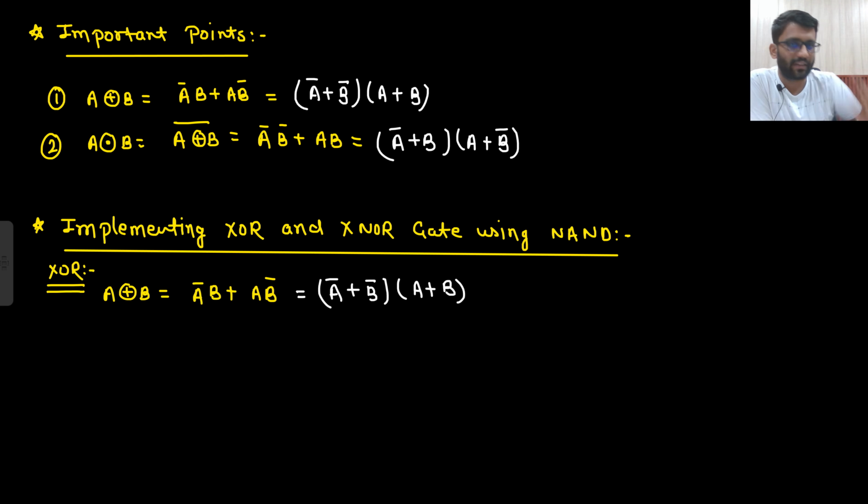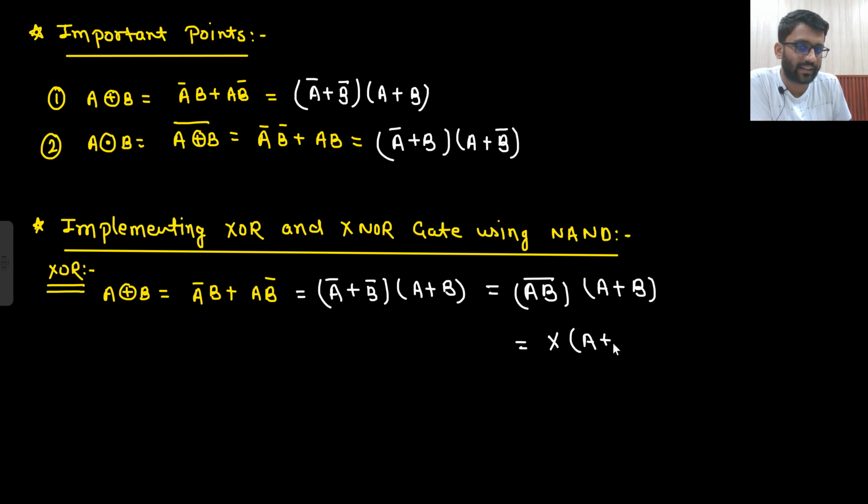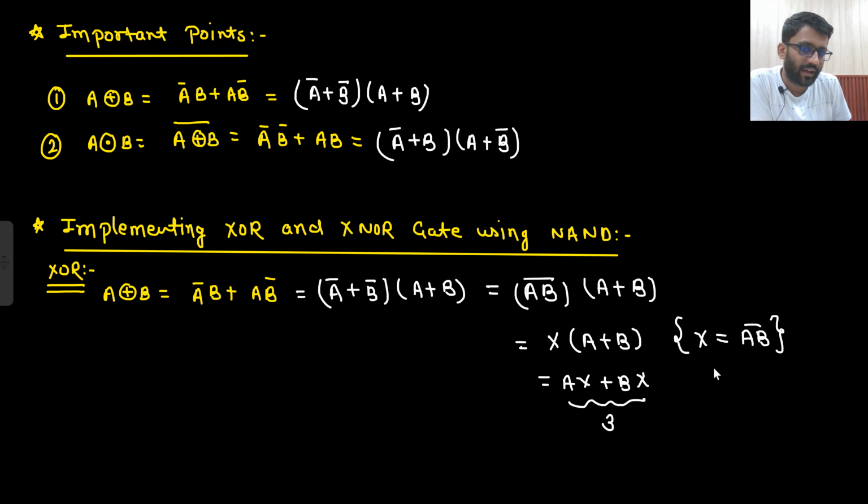But if I go by this method, A bar plus B bar into A plus B, can I write it as A B bar into A plus B? Say yes or no. If I take A B bar as X, then X equals A B bar, and it becomes AX plus BX. This will require 3 and this will require 1. So 3 plus 1 is equal to 4. So in 4 only I am able to implement.